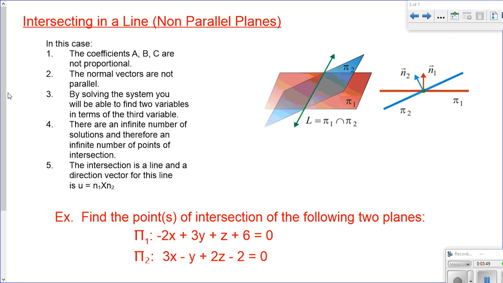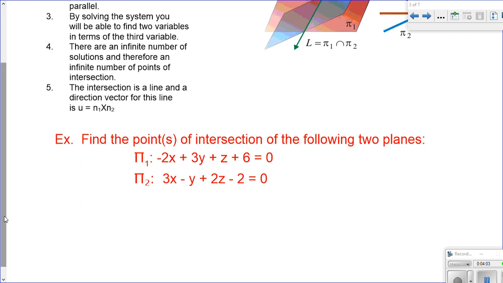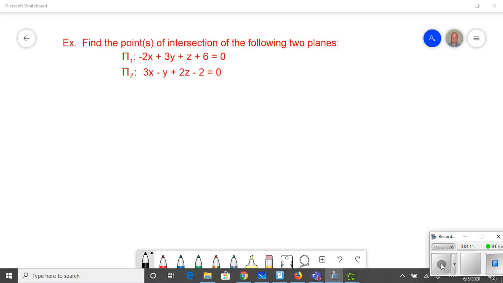Okay, so let's look at some examples here. Let's look at this first example. In this case, we've got A, B, and C not proportional. We're going to take a look at the normals, and we are going to attack it this way and talk about this equation here. Now, I am going to pause this and go to my Microsoft Whiteboard and give you some more space to do this particular question.